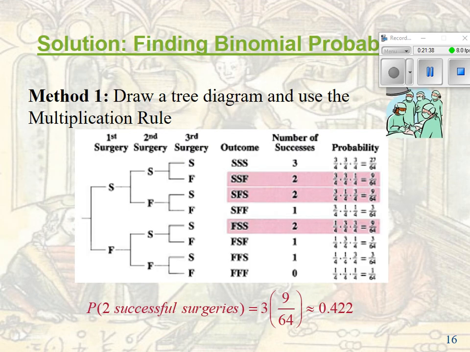We could have made a tree diagram like this. All right, you got success, failure. Well, if the first one was a success, he could add another success or a failure, and so on, and then I listed them out right here.